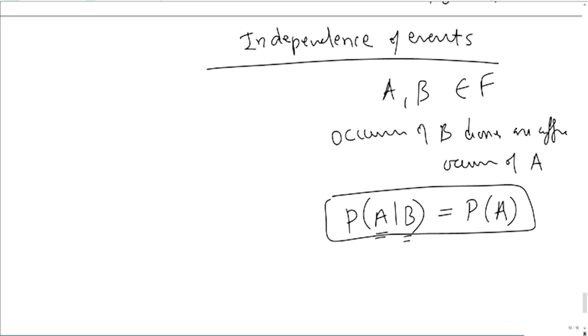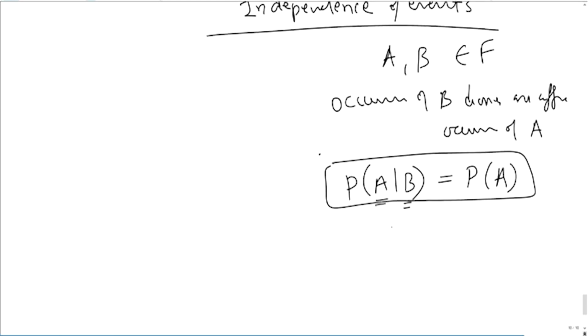So you can say that two events A and B are independent of each other when probability of A given B is equal to probability of A. In fact, said the other way, if two events A and B are independent of each other, that is, occurrence of A does not affect occurrence of B, then this statement will hold: probability of A given B is equal to probability of A. So this statement gives you independence of events.